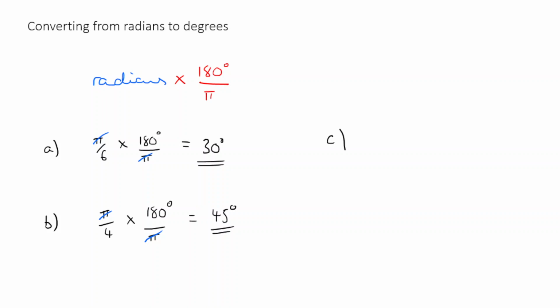Okay, let's do one last one. Let's say I've got 3 pi upon 2. To convert that, I've got to multiply by 180 degrees over pi. And again, you can see that the pi's cancel off. And so I'm left with 3 times by 180 divided by 2. Well, 180 divided by 2 is 90, so then I've got 90 times by 3, which is 270 degrees. Now, what is the thing that you're always doing? You are multiplying by 180 divided by pi.